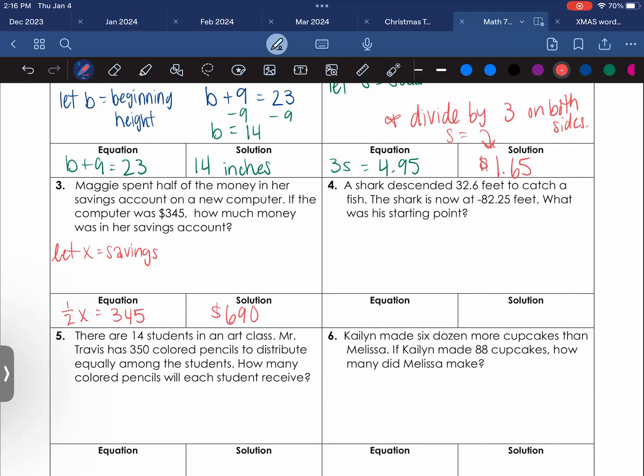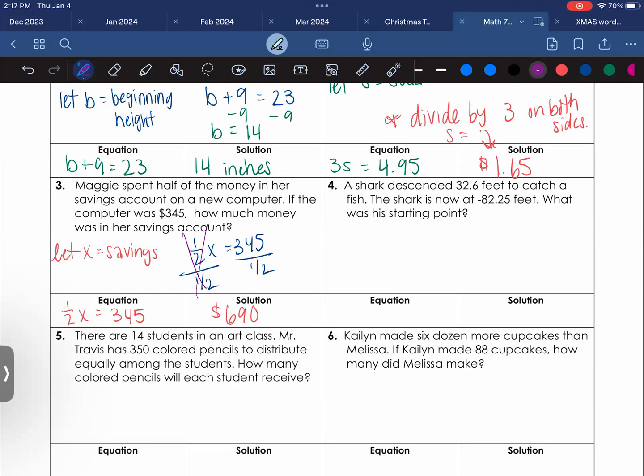Now let's go over that one real quick. So if I divide by 1/2, let's do 1/2 x equals 345. Remember, if we divide by 1/2 over here and divide by 1/2 over here, that is the same thing as keep, switch, flip, which would be multiplying by 2, which is how I got 690. These cancel out, and then we do 345 times 2.